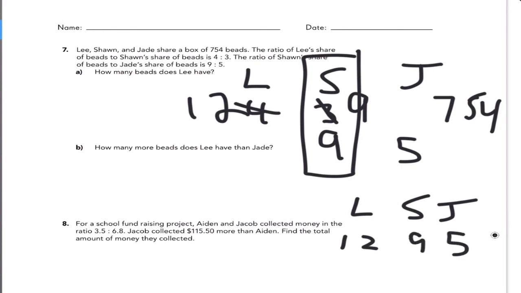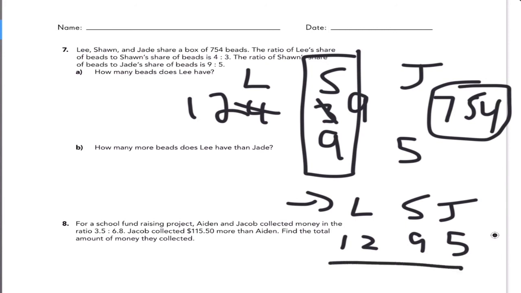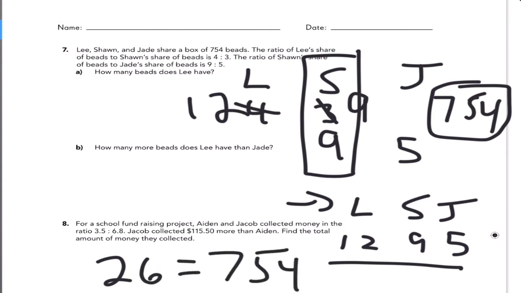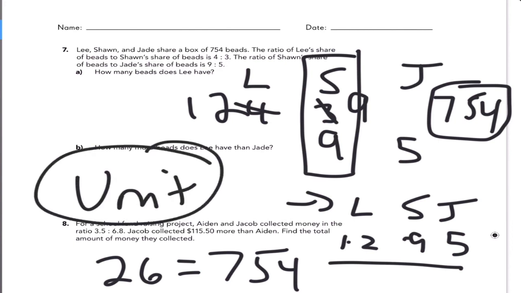Now, I'm not going to do the next math for you, but remember, we have to find the unit. So Lee plus Sean plus Jade will equal 754. These units here, 12 plus 9 is 21 plus 5 is 26, they're going to equal 754. But I need to find the unit of each one. So I would divide 754 by 26 and I'll find the unit. Once I get the unit, I need to multiply each one by the unit, and that will give me my total for each person. So Lee would be 12 times whatever the unit price is.